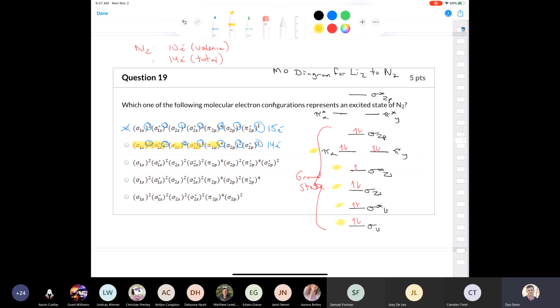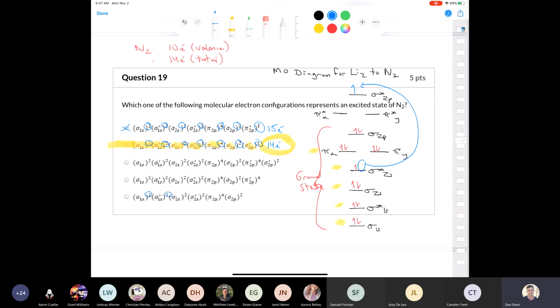Shouldn't be doing that. Then we get a sigma 2p2, and then we have a sigma star 2p1. So that means that I've moved one of those electrons into here, and that's the excited state. So we move the electron from here up into here. And so this would be the correct answer, is this one here. Okay, correct answer. If you look at the other ones, you can see the major problems here.